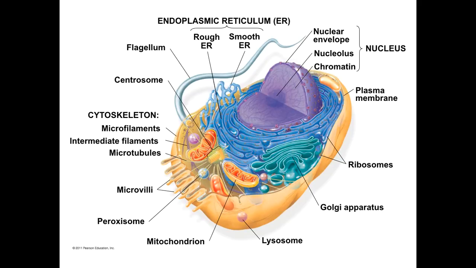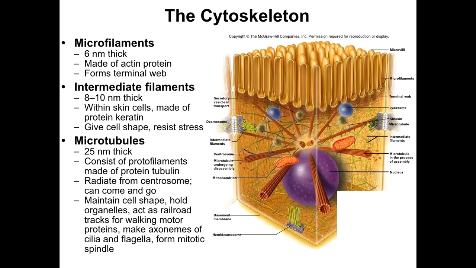Last thing that I'm going to talk about is the cytoskeleton, right? Just like your body is given strength and form by your skeleton, the cell is given strength and form by the cytoskeleton. Remember, cyto means cell, so this is just literally cell skeleton. And there are three components of the cytoskeleton: microfilaments, intermediate filaments, and microtubules. Briefly, microfilaments are the smallest of them. These are made of actin protein.